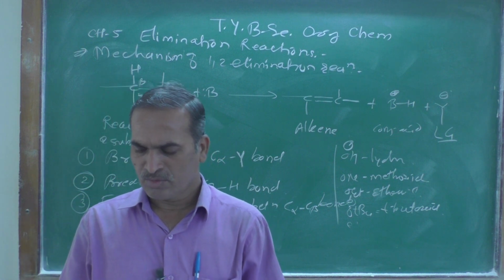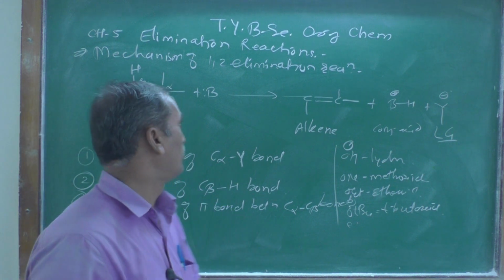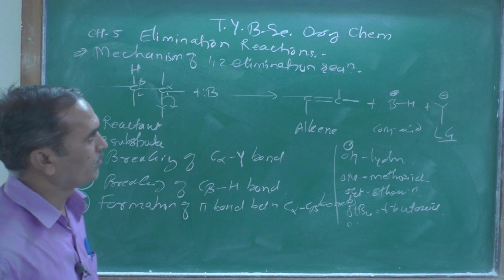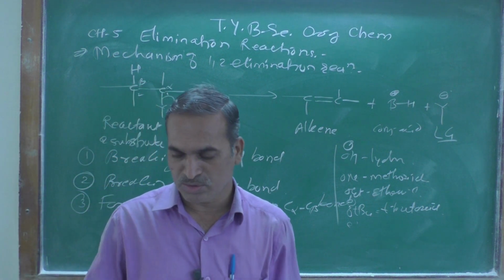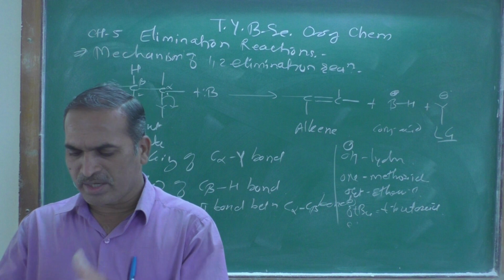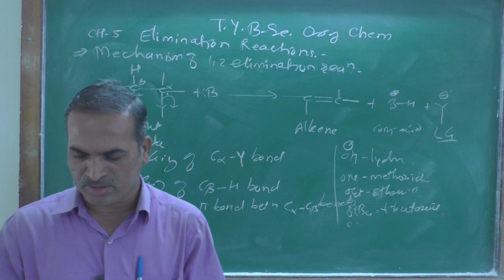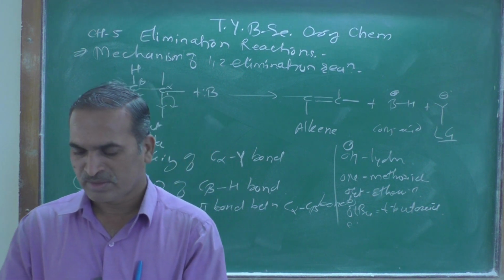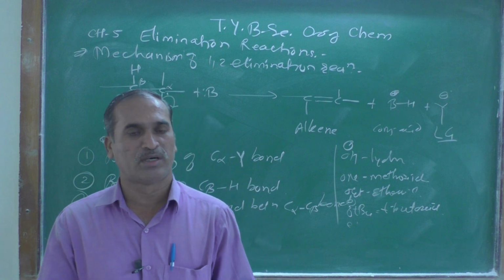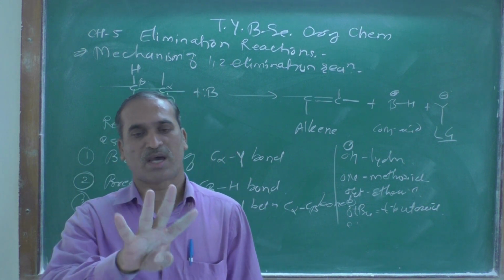So 1,2 elimination reaction involves breaking of two sigma bonds, one between carbon and hydrogen and another between carbon and the leaving group, and formation of one pi bond. Depending upon the timing or the sequence of bond breaking and bond formation, three possible mechanisms could be suggested. Number 1 is the E2 elimination reaction, which we are going to learn in this chapter. Then E1 elimination reaction and the E1CB elimination reaction.